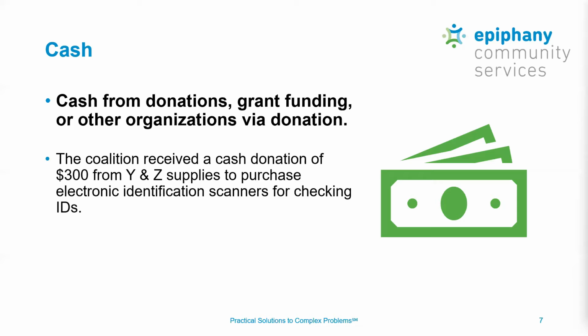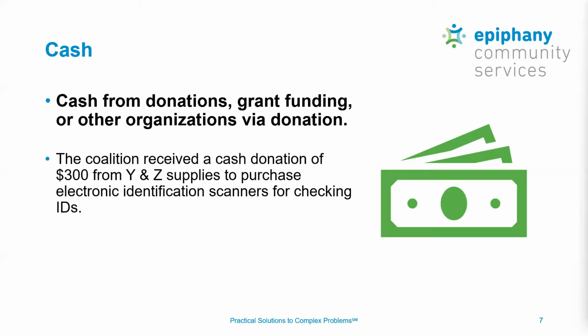Really simple description. It's really clear what the resource amount was, or in this case, the cash amount, which was $300. Who it came from can be really important when it comes to writing your resources generated entries as well. So in this case, we can clearly see that Y&Z Supplies donated us this money. And they stipulated what they wanted us to use it for, to purchase electronic identification scanners for ID checking.